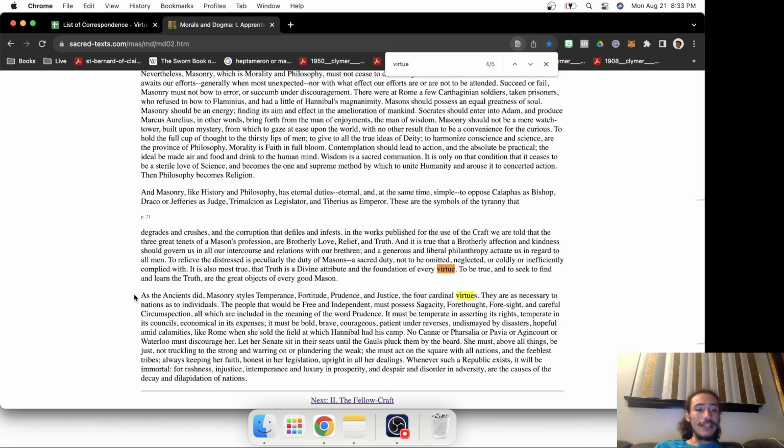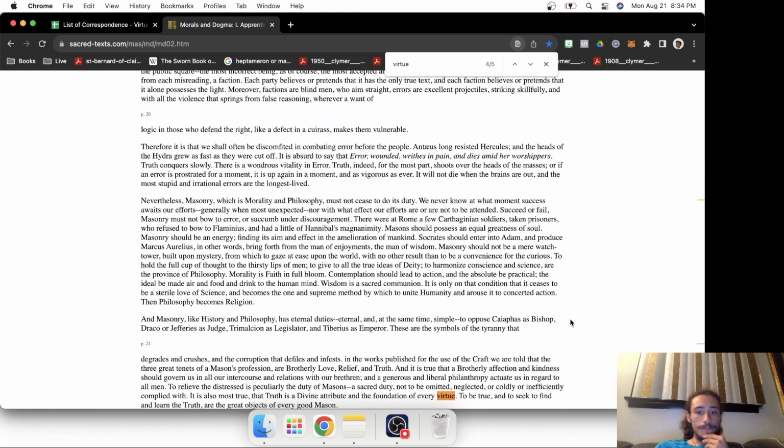As the ancients did, Masonry styles temperance, fortitude, prudence, and justice the four cardinal virtues. They are as necessary to nations as to individuals. The people that would be free and independent must possess sagacity, forethought, foresight, and careful circumspection, all of which are included in the meaning of the word prudence. It must be temperate in asserting its rights, temperate in its counsels, economical in its expenses. And it goes on about the virtues, right?